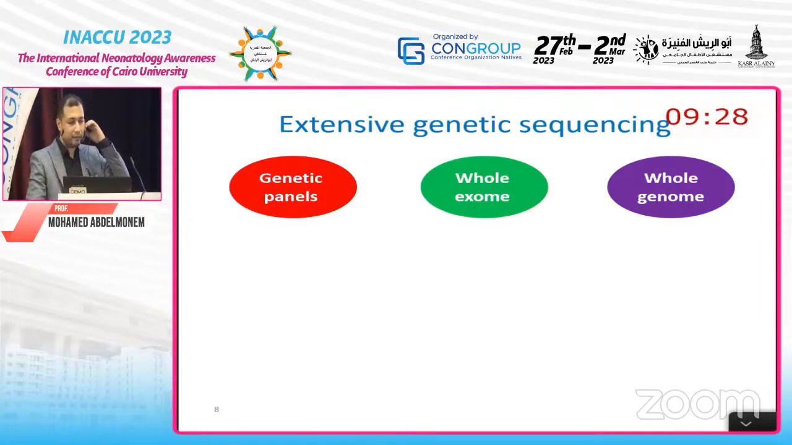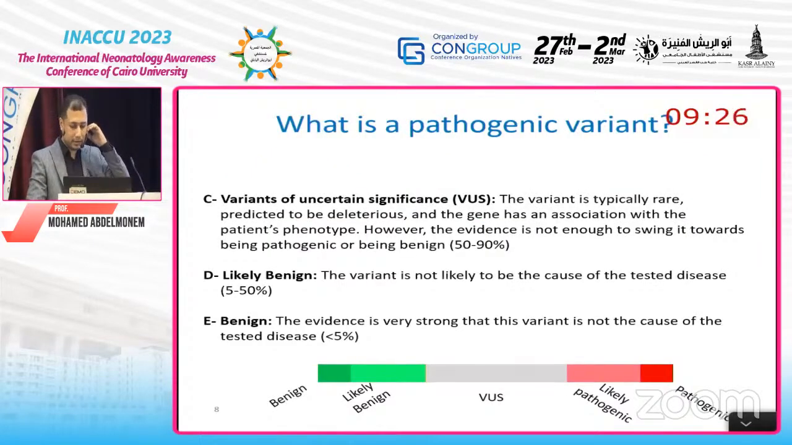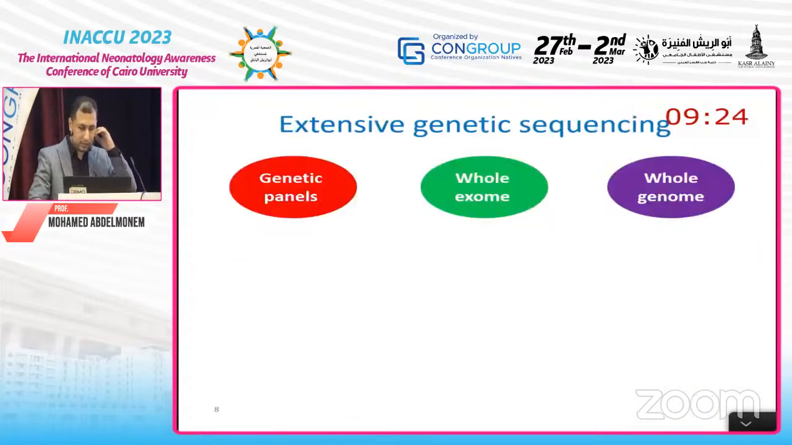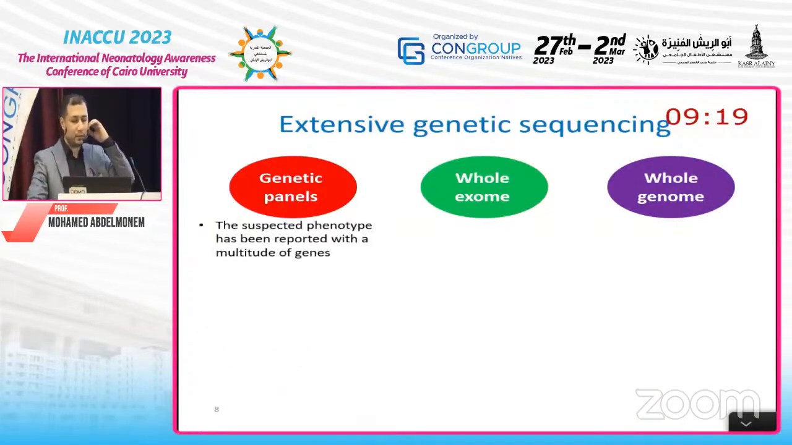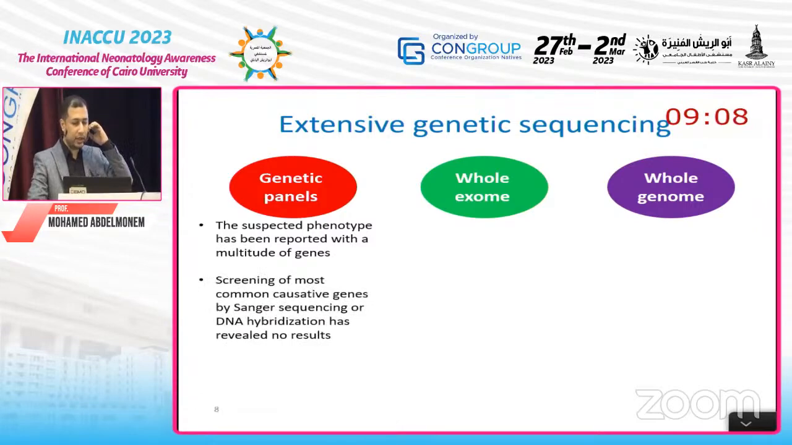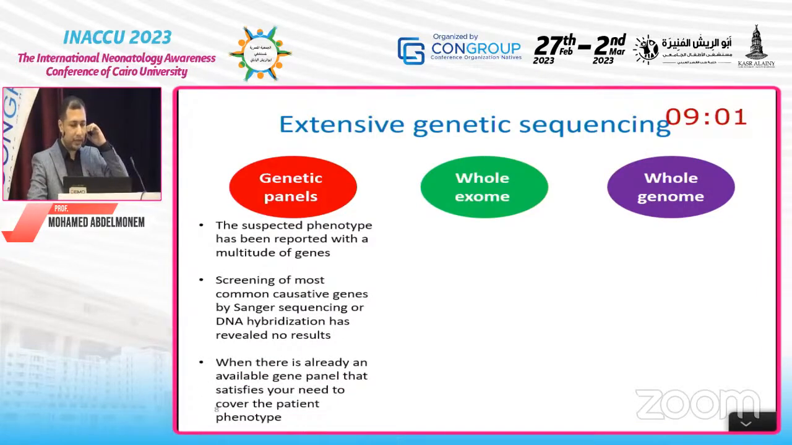There are main genetic panels, and we usually order genetic panels when we suspect a phenotype that has been reported with a multitude of genes, a whole lot of genes that's very difficult to do by Sanger sequencing. Also when screening of the most common causative genes by Sanger sequencing or DNA hybridization has revealed no results, and when there is already an available gene panel that satisfies my need to cover the patient phenotype.